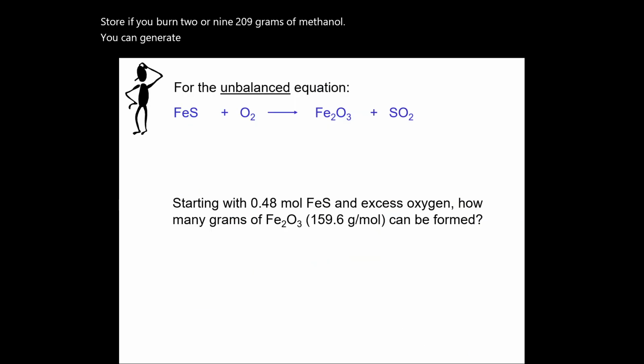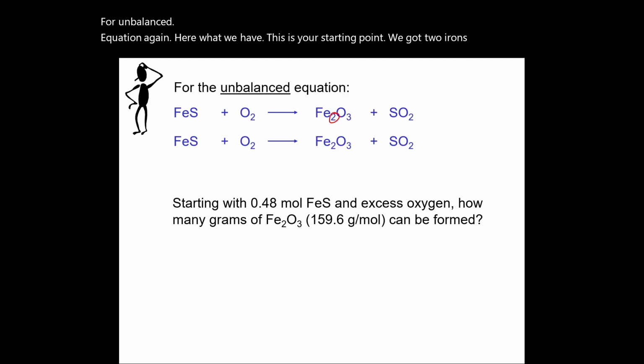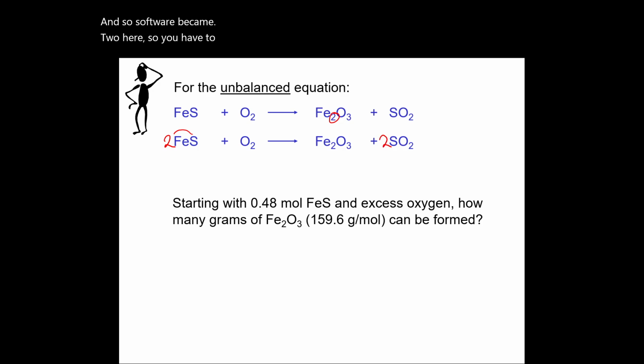So this is another question here for an unbalanced equation. Again, here what we have, this is your starting point. We got 2 irons here, and what we can do is put 2 here, and so sulfur became 2 here, so you have to put 2 here. So now you got 2 sulfurs on the right, 2 sulfurs on the left, 2 irons on the left, 2 irons on the right.